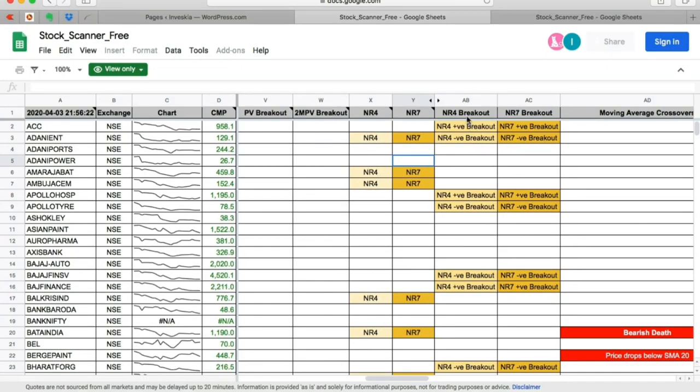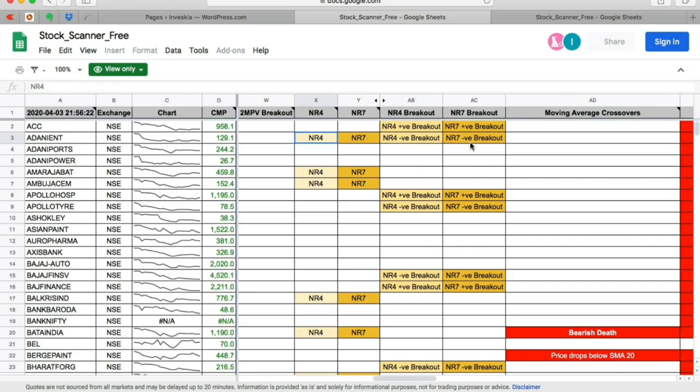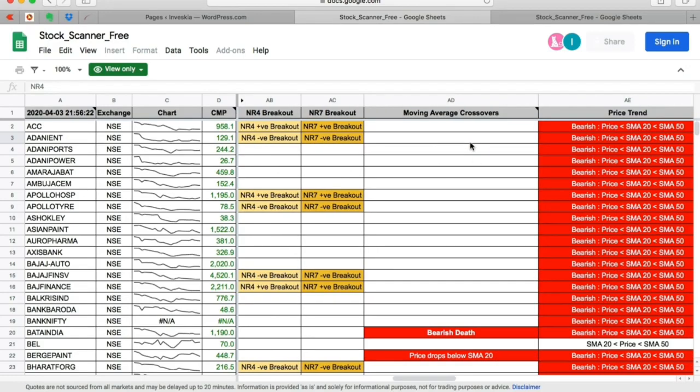The next one is NR4 breakout. If you find an NR4 stock and the next day it gives you a breakout, whether positive or negative, you will get a notification over here. And same for NR7. Now we have some interesting indicators in terms of moving averages.